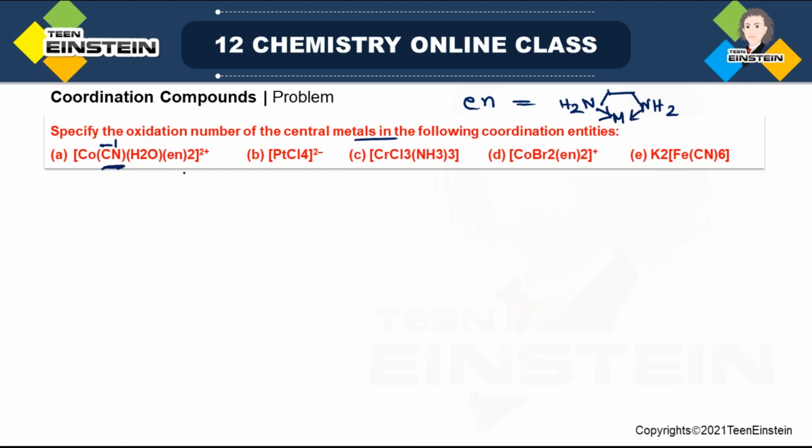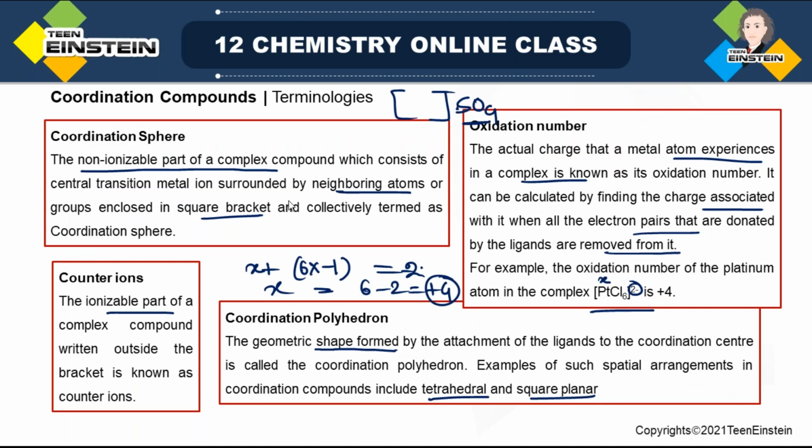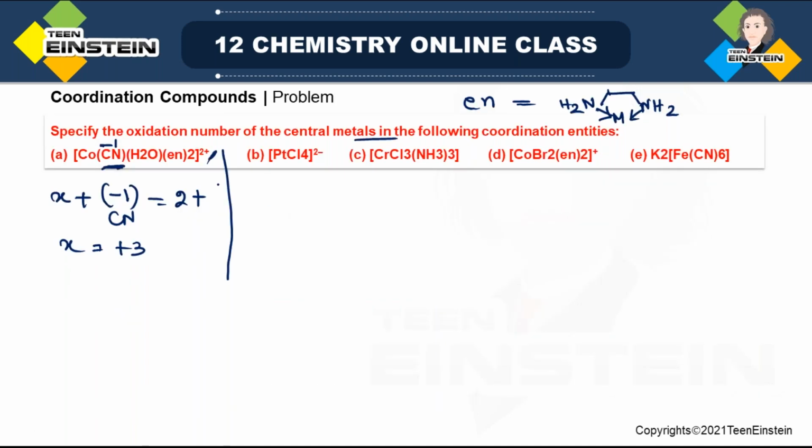Now, if it is -1 charge and outside we have 2+, that means X, which is the oxidation number for cobalt, plus -1 for cyano, total charge 2+. So X will be +3. Okay. Then for PtCl4 2-, we have already, no, it is different, sorry. We'll do it once again. It is X, so X plus 4 into -1 equals -2. So it is +2.